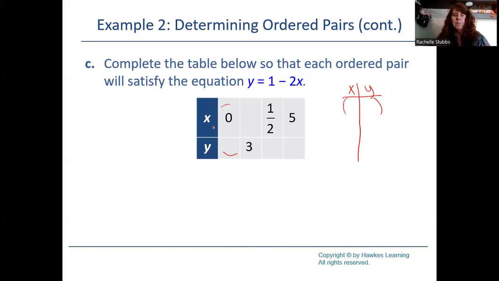But if I put 0 in for X, what is Y? Well, 1 minus 2 times 0. And that's y equals 1, because 2 times 0 is just 0, so y equals 1, so we would put a 1 here. Now, if we wanted to find the other one, where it tells us, well, what if y was 3?